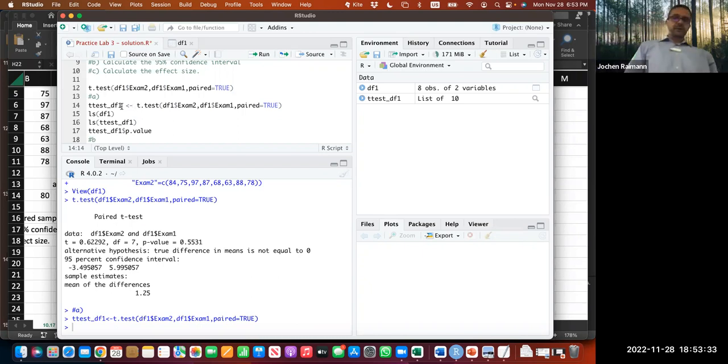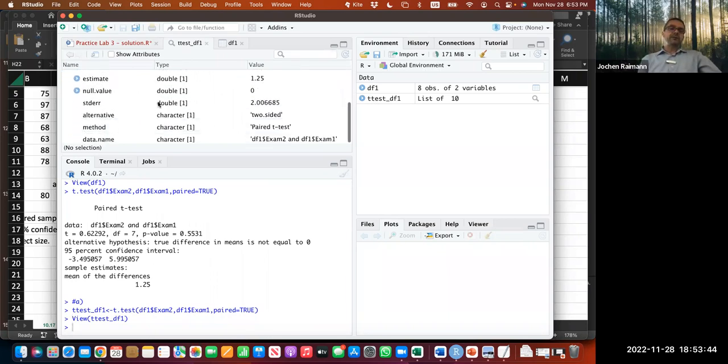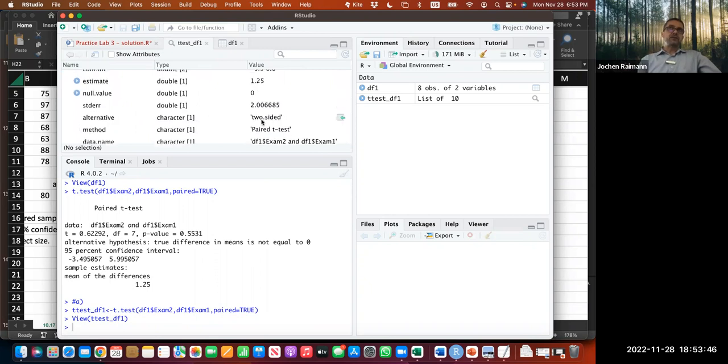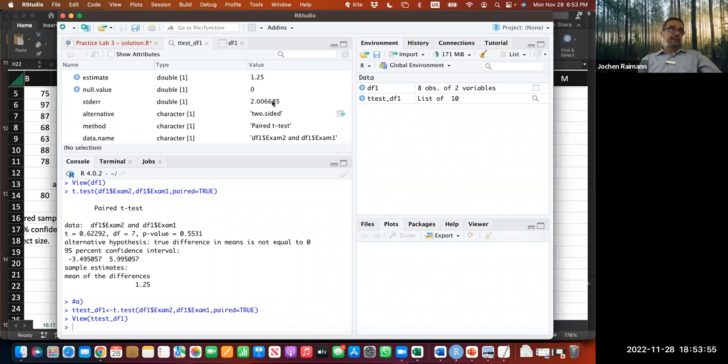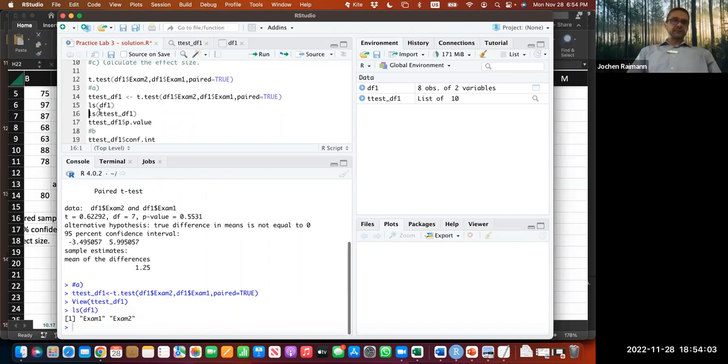And we're doing that for a reason, because if we create t-test.df1, we have all these values that we have calculated contained in this object now, and we can extract all these values from our object. For example, the standard error here is the standard error we calculated. All this is contained now in this one object. If we click on line 15, ls(df1), that is the list of sub-objects in our data frame, which is basically two variables, exam1 and exam2.